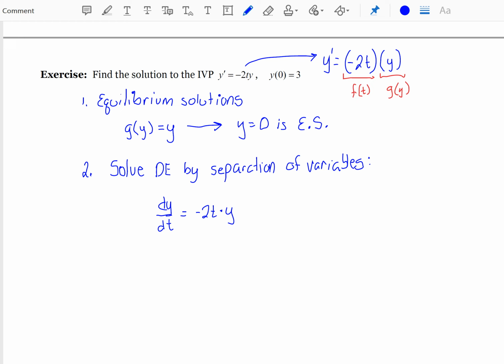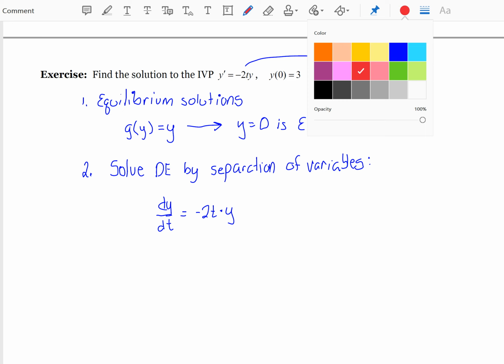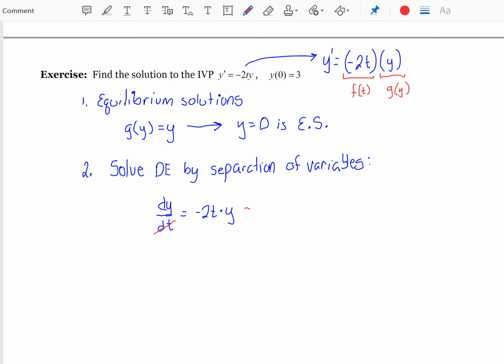And when I separate my variables, I want to get all the y variables on the left and all the t variables on the right. So I will multiply to get the dt on the right, and then divide both sides by y to get it on the left. This will give us dy over y equals negative 2t dt.